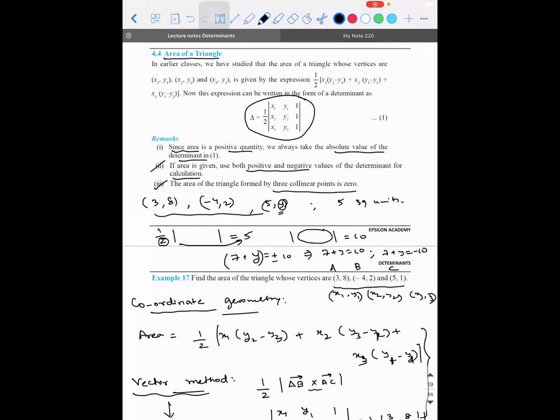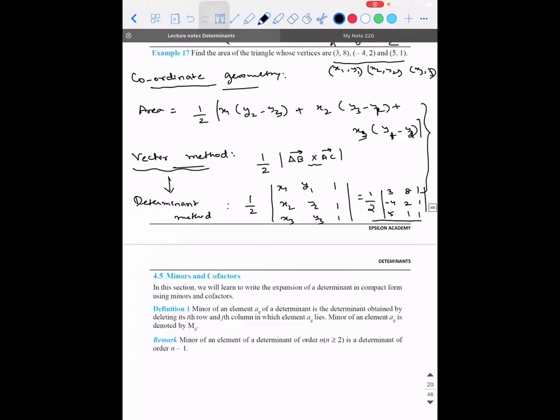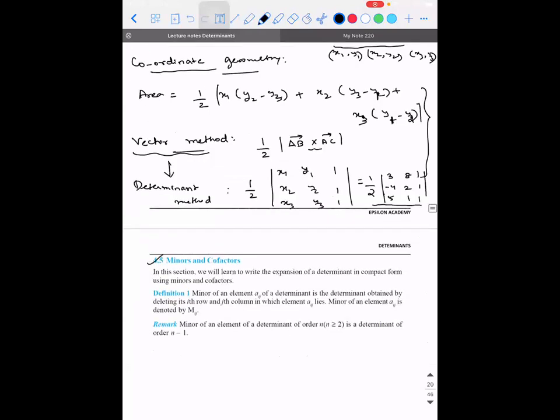So the next important concept in this chapter is the concept of minors and cofactors. So what do you mean by them, guys? If I give you a matrix, since this comes under the concept of determinants, this minor and cofactor are the parameters from which the determinant concept can be defined. That's why they have told in the section we will learn how to write the expression of determinant in compact form using minors and cofactor. I'll tell you how to do so, don't worry.